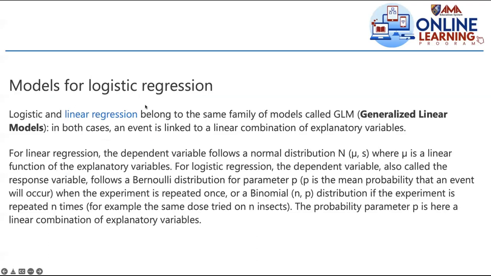So, models for logistic regression. Logistic and linear regression belong to the same family of models called GLM, generalized linear models. In both cases, an event is linked to a linear combination of explanatory variables. That's what we do, even for linear regression, in the form of the equation y equals mx plus b. So y is the event, linked to mx plus b, a linear combination of explanatory variables, because x is the explanatory variable. Even in multiple regression, we have y equals a plus b1x1 plus b2x2 plus ... plus bnxn. So we're really relating y to x. That's the goal, even for logistic regression.